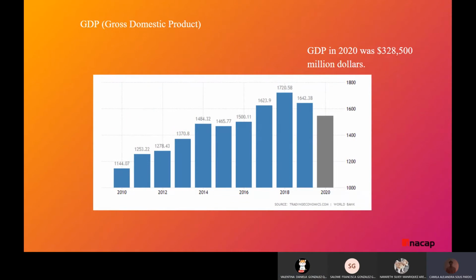The GDP in the first quarter of 2020, South Korea achieved 11th place in the ranking of quarterly GDP in the world. South Korea's GDP was 328.500 million, but it fell 3.3 compared to the previous quarter.